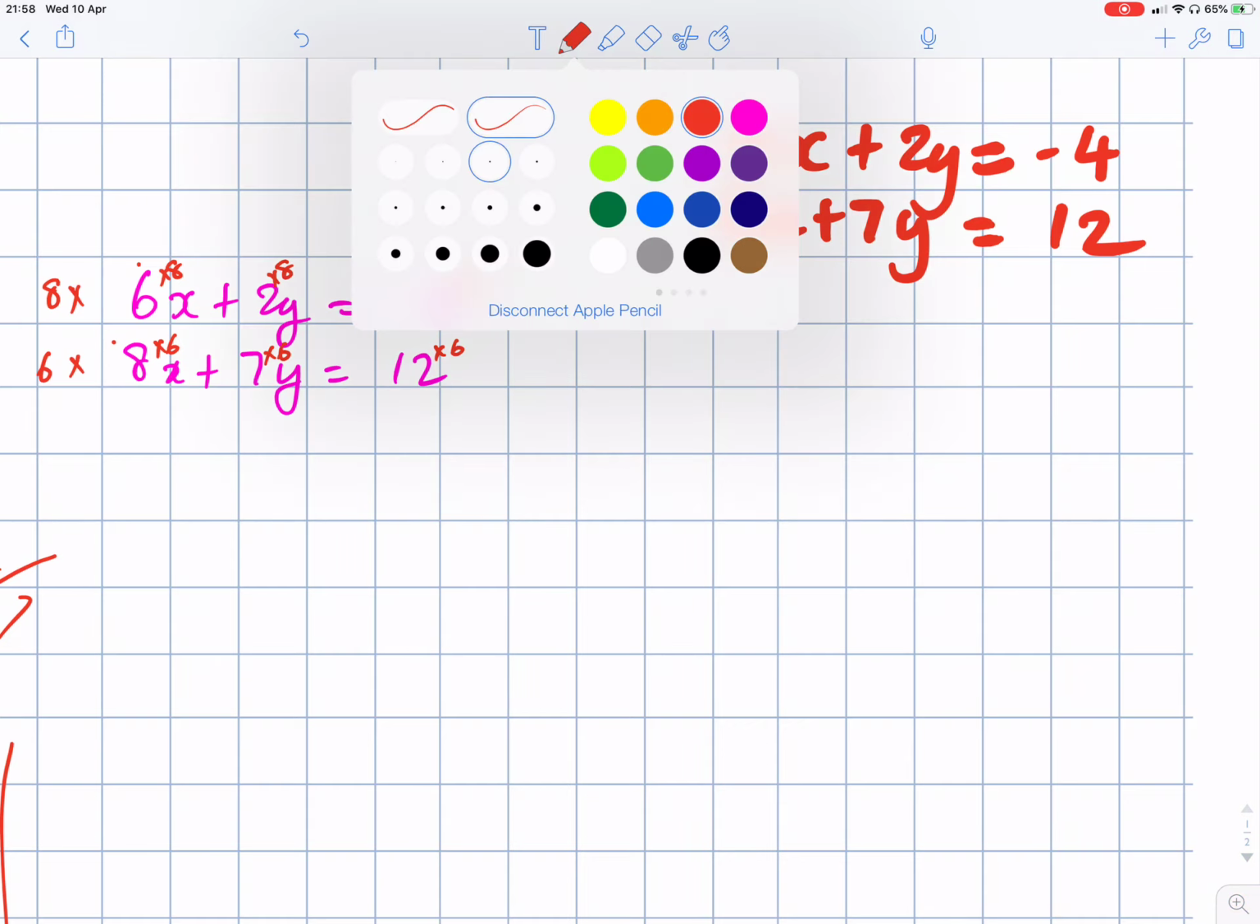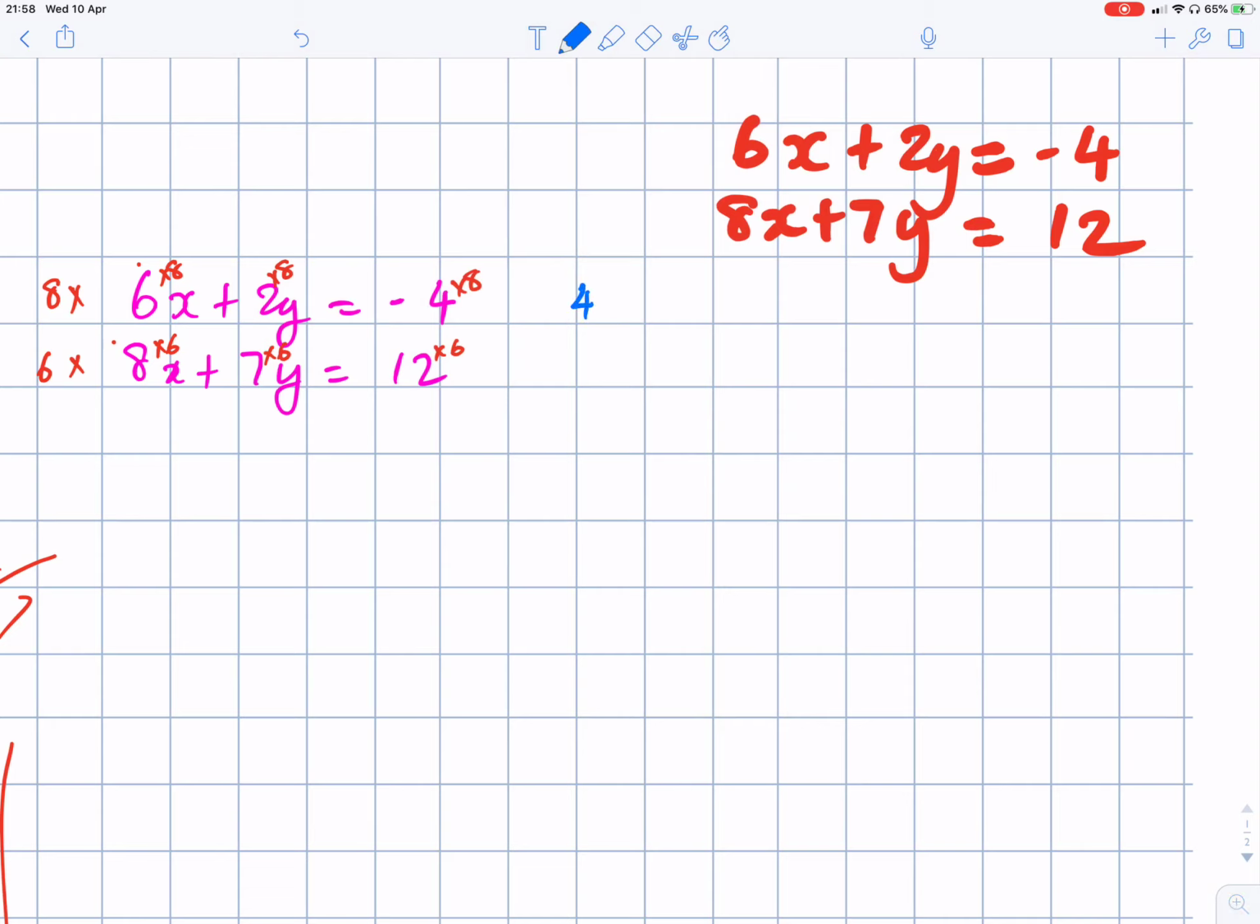So the equations become 48x plus 16y equals minus 32. Then 48x plus 42y equals 72.